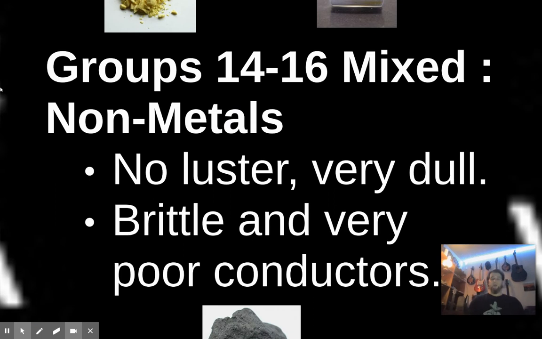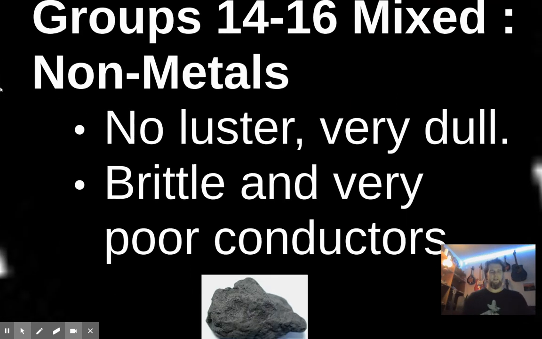And then groups 14 through 16. So these are our non-metals. So they are not shiny and pretty. They are very dull. They are brittle, which means you can break them apart really easily. And they are poor conductors, meaning that they do not conduct electricity. They are what is called insulators. So we can have conductors or insulators, and most of these elements are insulators.